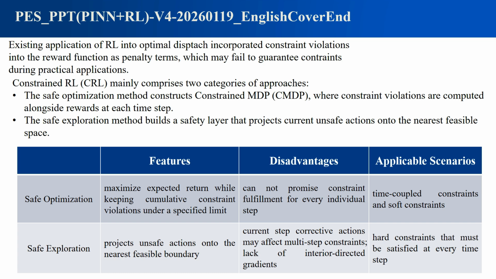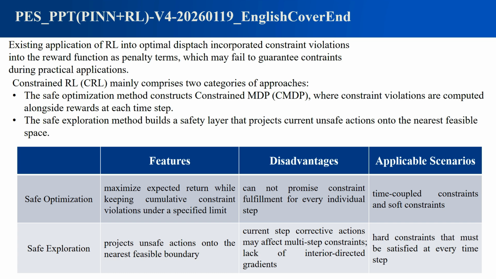The table distinguishes two families of constrained RL. Safe optimization formulates a constrained MDP. It maximizes expected return while limiting cumulative violations over a horizon. This is useful when constraints are time-coupled, or when occasional small violations can be interpreted as soft costs. Its weakness is immediate safety. A small cumulative number does not prove that every individual step is feasible.